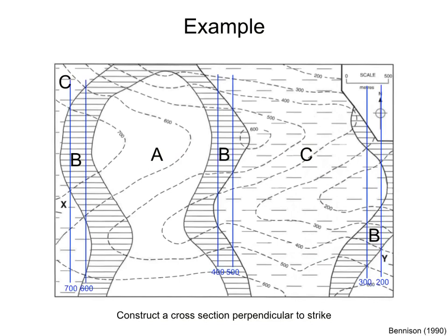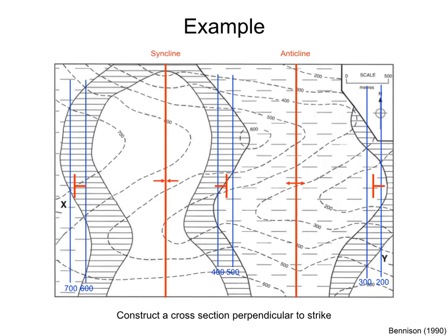Structure contours on the contact between B and C indicate that the contact strikes north-south but dips in opposite directions to the east and west. The western structure is a syncline, where the units dip towards the core of the structure. The eastern structure is an anticline, where the units dip away from the core of the structure. We need to project the geologic contacts along a horizontal, north-south fold axis.